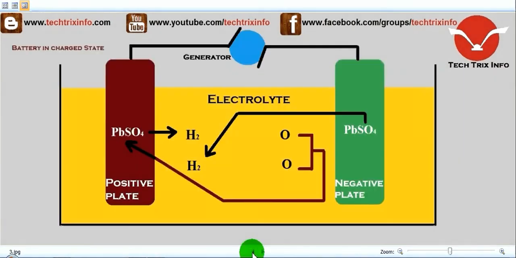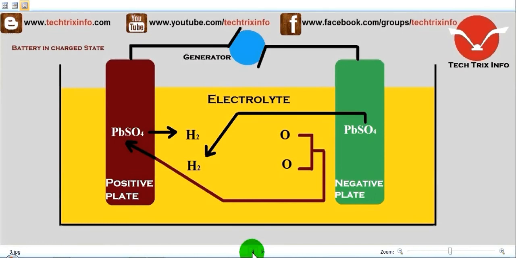And now let's see what's happening when the battery is getting charged. While the battery is getting charged, the electrons are forced into the negative plate and actually removed from the positive plate. To achieve this, an electric current must be forced through the battery in the opposite direction to that of the current flow during battery discharge.